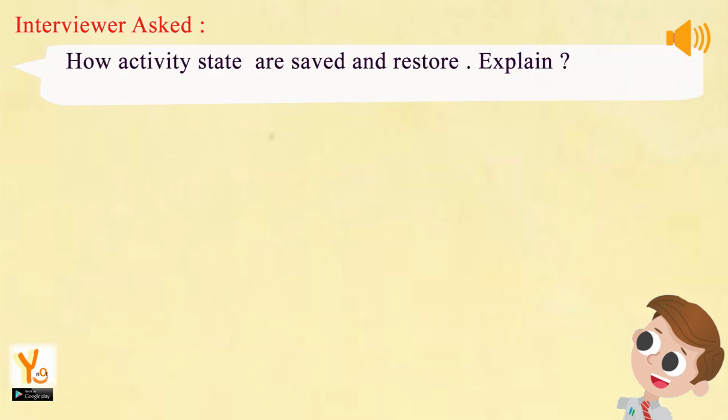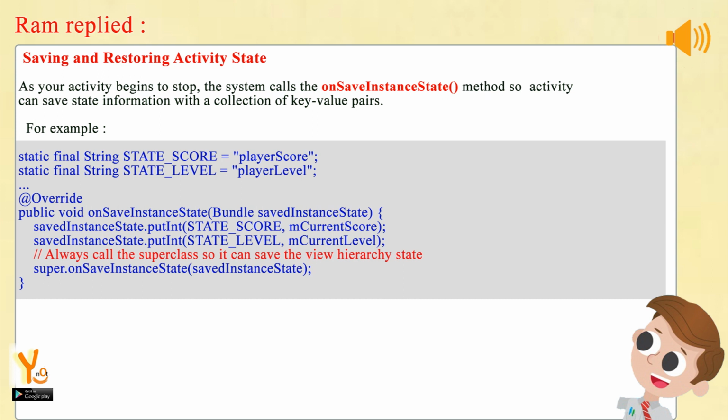How activity state is saved and restored, explain. Saving and restoring activity state. As your activity begins to stop, the system calls the onSaveInstanceState method so the activity can save state information with a collection of key-value pairs, as shown in this example.